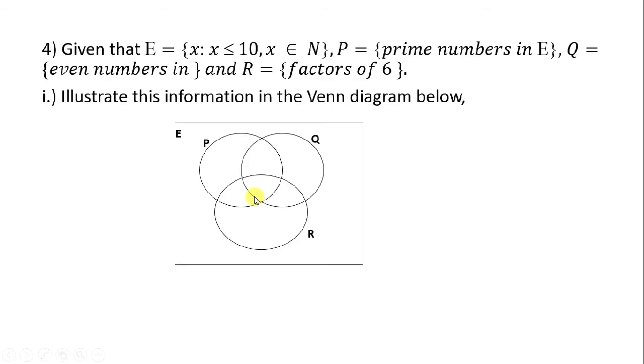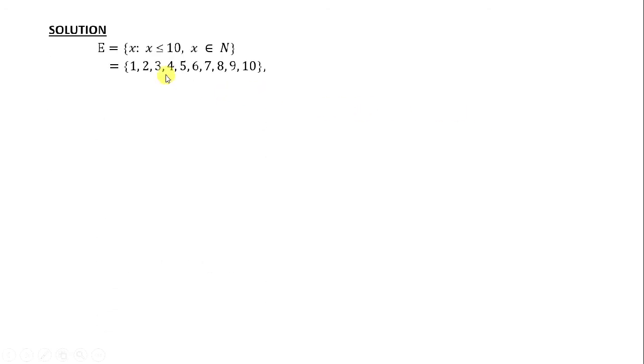Question 4. Given that E is equal to X such that, this means such that, X is less than or equal to 10, X is a member of natural numbers. Natural numbers are counting numbers. And the set P is equal to prime numbers in E, Q is equal to even numbers in E, and R is equal to factors of 6. Illustrate this information in the Venn diagram below. So we'll take it step by step. First, we'll list the natural numbers. Natural numbers are counting numbers. They start from 1. So our E will have elements 1, 2, 3, 4, 5, 6, 7, 8, 9, and 10.